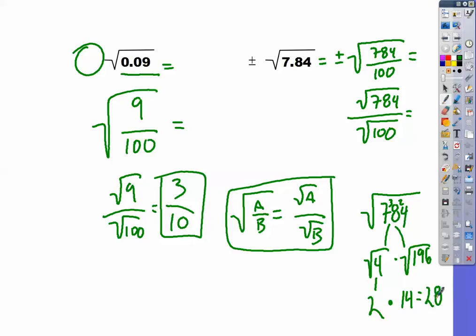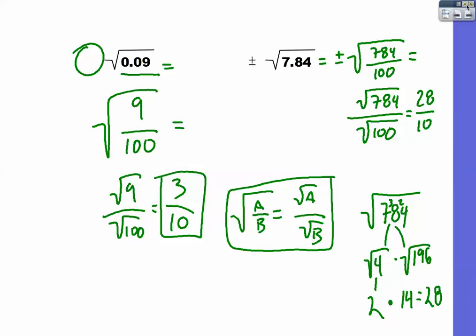So this reduces down to 28 over, what's the square root of 100? 10. Now, is there a factor that 28 and 10 share? Well, yeah, they both share a 2. So 28 divided by 2 is 14. 10 divided by 2 is 5. So here's your final answer. The square root of 7.84 is plus or minus 14 over 5.